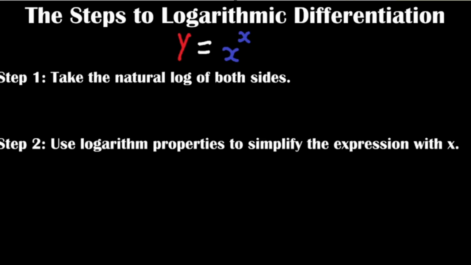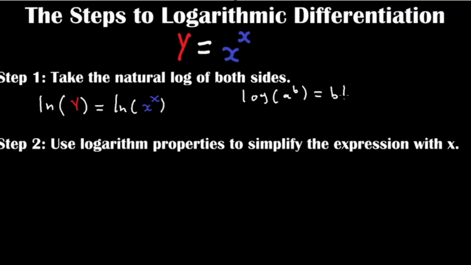Alright, so I think the best way to see this, like with implicit differentiation, is just with an example. So the example we have here is y equals x to the x. The first step is to take the natural log of both sides. Now, we have this property of logarithms that if you have log of a to the b, that's the same thing as b log a.